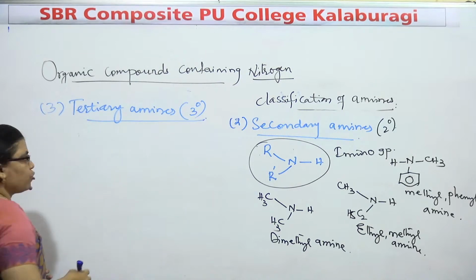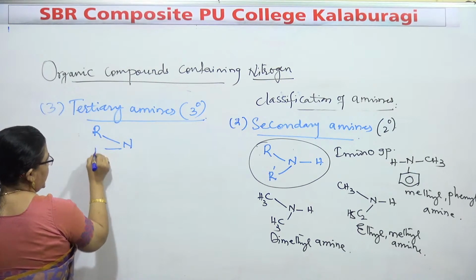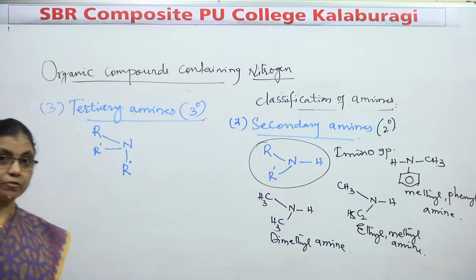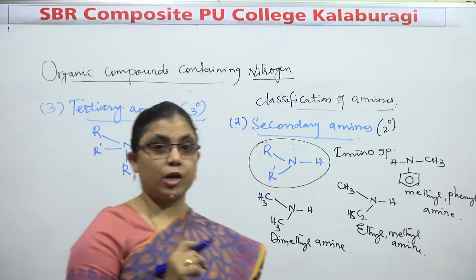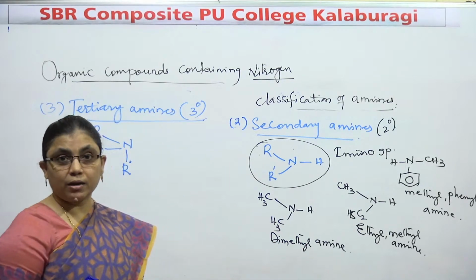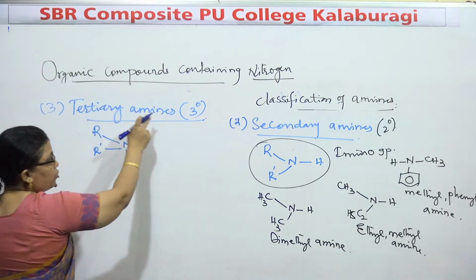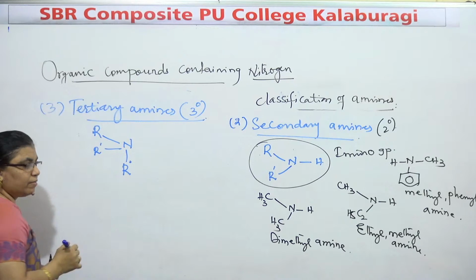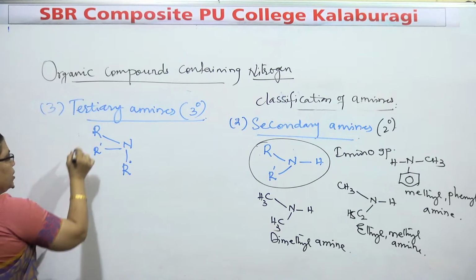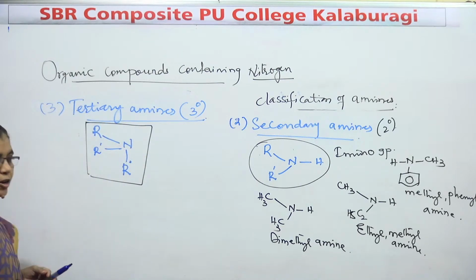All the 3 hydrogen atoms are replaced on the nitrogen. One may be R', other may be R''. They may be the same, they may be different. They may be alkyl or they may be aryl. So this nitrogen is called tertiary nitrogen. This is one of the ways to represent tertiary amines.